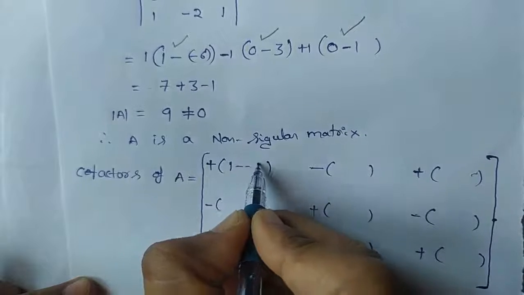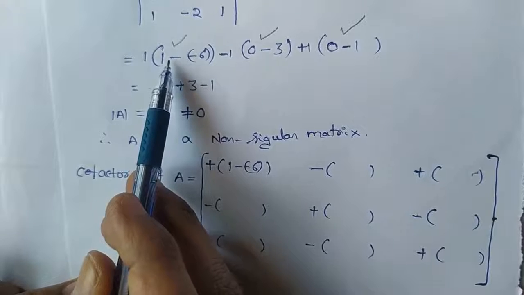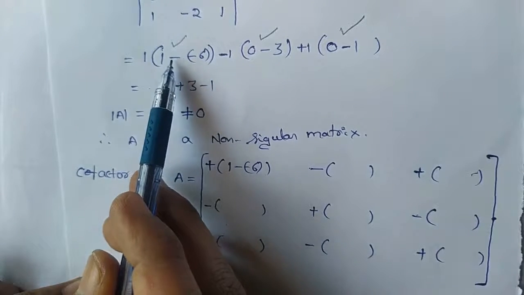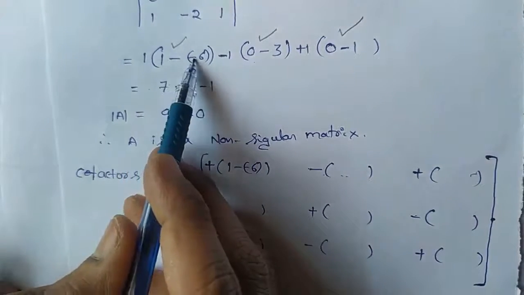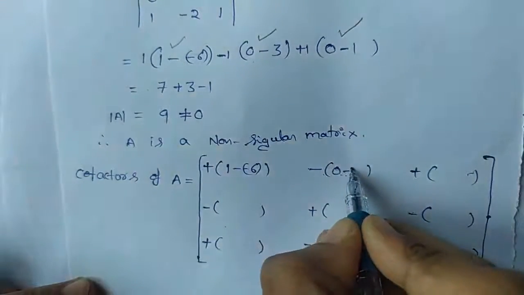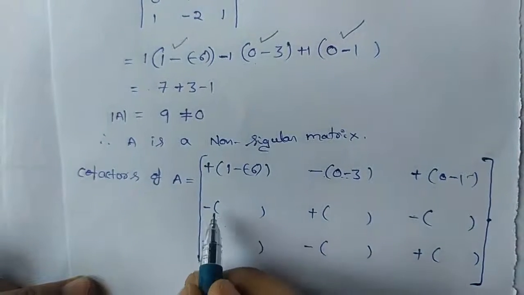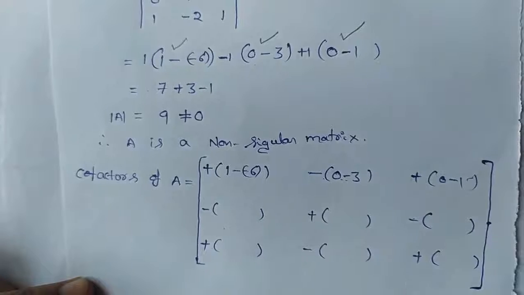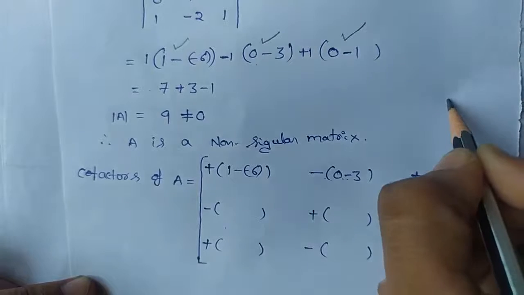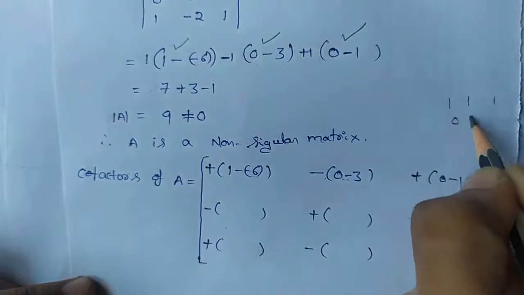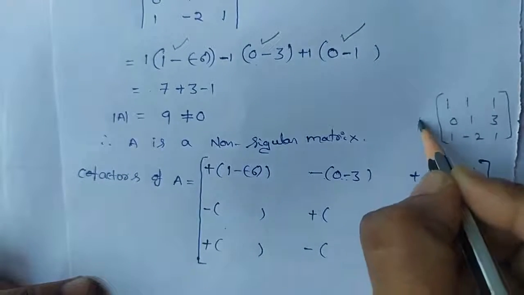So 1 minus −6. Once again write the simplification of the determinant that we did in the previous step. Write these values in these brackets: 1 minus −6, 0 minus 3, 0 minus 1. That's it. Next, minus. You just see the matrix A. What we have: the matrix 1, 1, 1; 0, 1, 3; 1, −2, 1. It is the given matrix A.